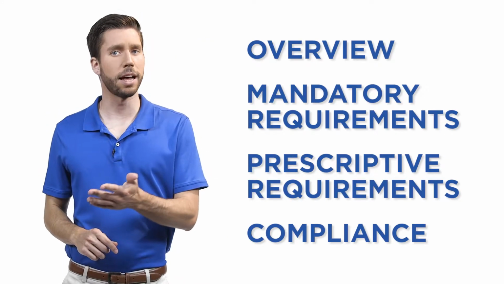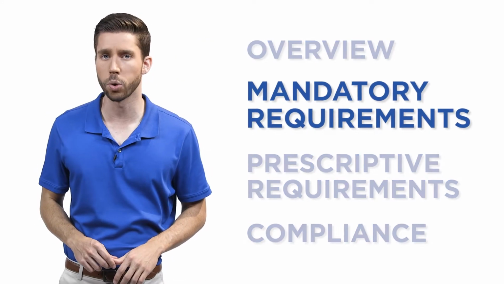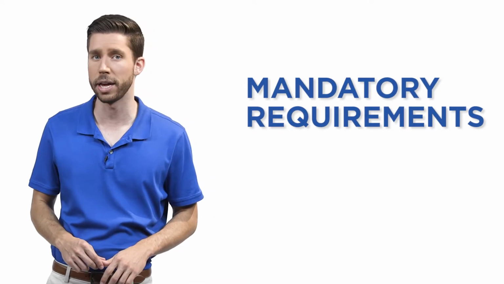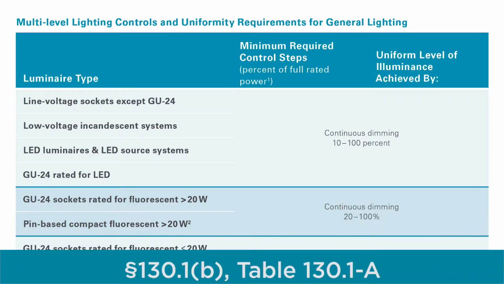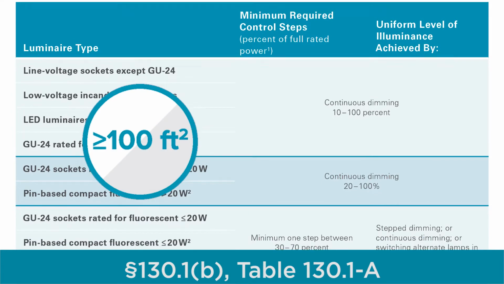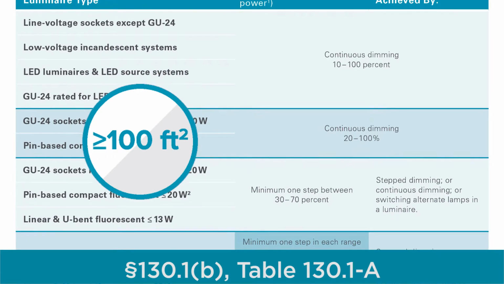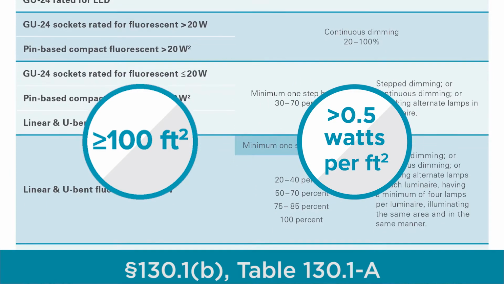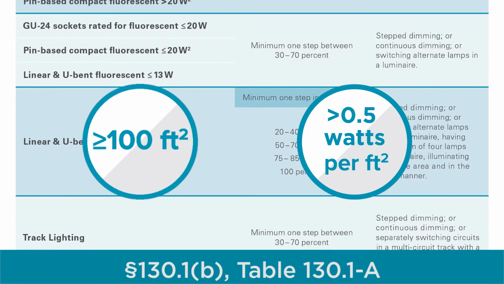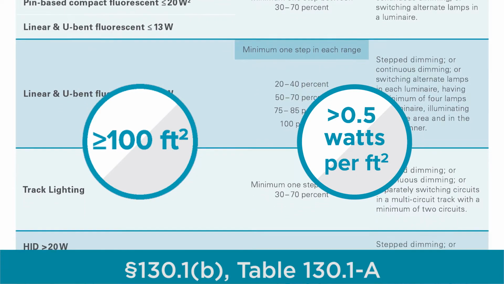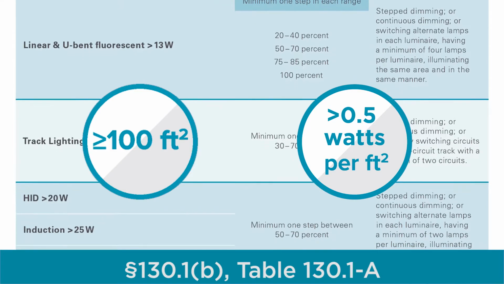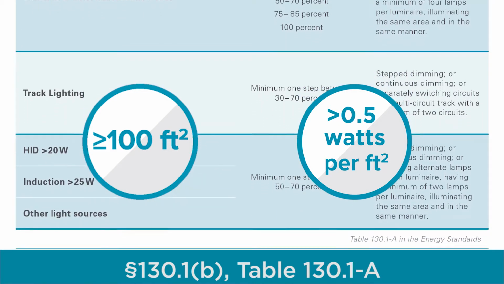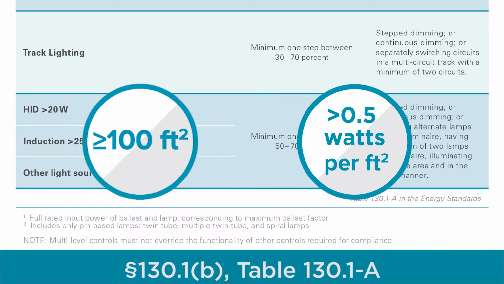Now that we've learned what multi-level controls are, let's take a look at the mandatory requirements contained in the 2016 Building Energy Efficiency Standards. Under the 2016 Energy Standards, general lighting in enclosed spaces 100 square feet or larger and with a connected lighting load exceeding 0.5 watts per square foot must have multi-level lighting controls. Lighting must have the number of control steps and meet the uniformity requirements in accordance with Table 130.1-A. These control steps form the foundation of the multi-level controls requirements under the Energy Standards.